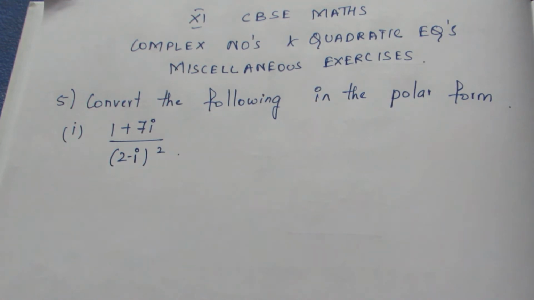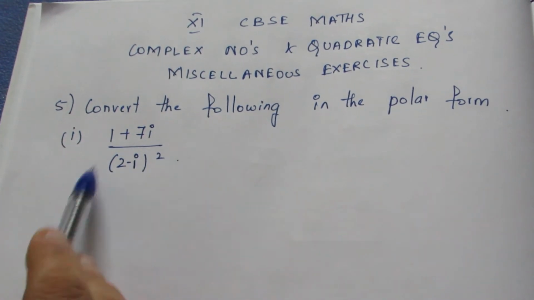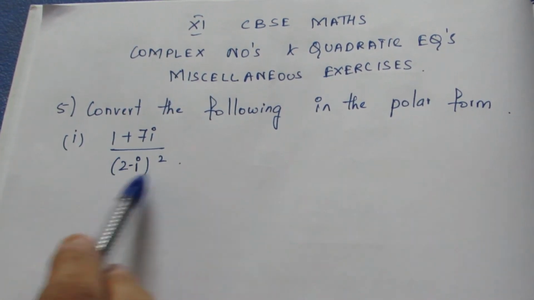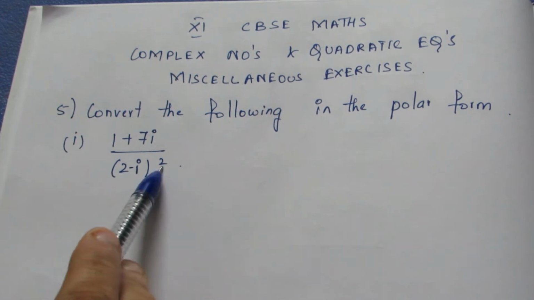Now the question is (1 plus 7i) by (2 minus i) the whole square. Here in the denominator we have (2 minus i) the whole square. We can't leave it like that, we need to solve it. For that I am going to do squaring. I am going to use an identity here.